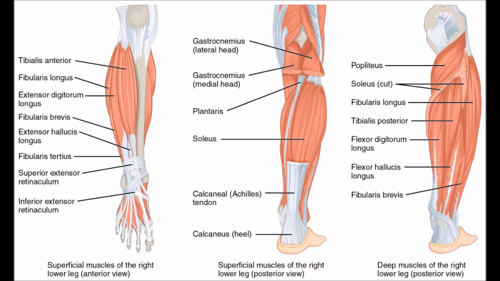The superficial posterior compartment includes the gastrocnemius and soleus. The deep posterior compartment includes the tibialis posterior, flexor digitorum longus, and flexor hallucis longus. The lateral compartment includes the peroneus longus and brevis. On the anterior compartment, there's the peroneus tertius, extensor digitorum longus, extensor hallucis longus, and tibialis anterior.